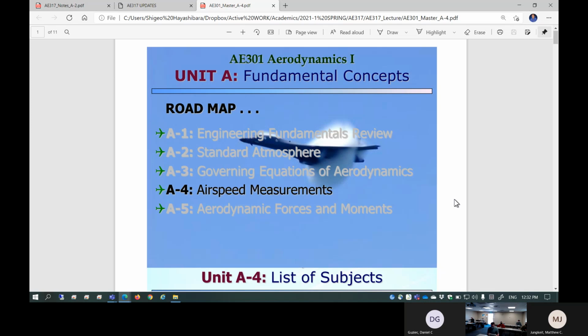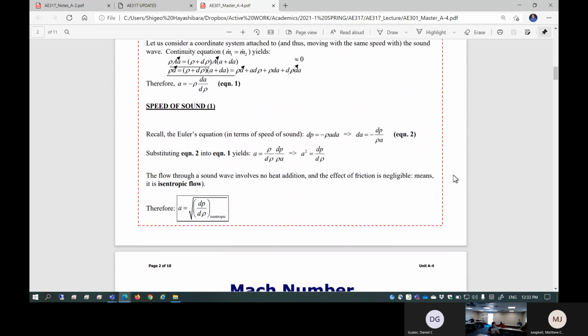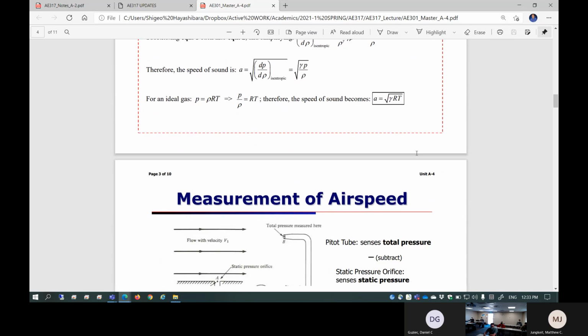Anyway, airspeed measurement in high speed. So obviously in aerodynamics, unit A4, we talked about airspeed measurement, starting with less than 0.3 Mach number. First of all, there is the speed of sound. The speed of sound equation, we derived it. It comes from continuity plus Euler plus the first law of thermodynamics plus isentropic flow plus a calorically perfect ideal gas. Then a equals the square root of gamma RT. Do you remember that? I hope so.